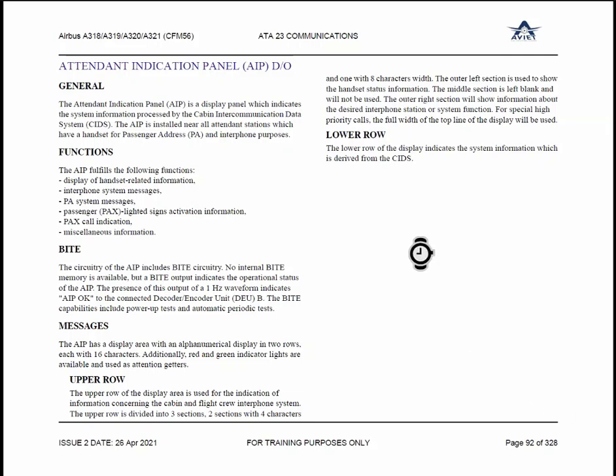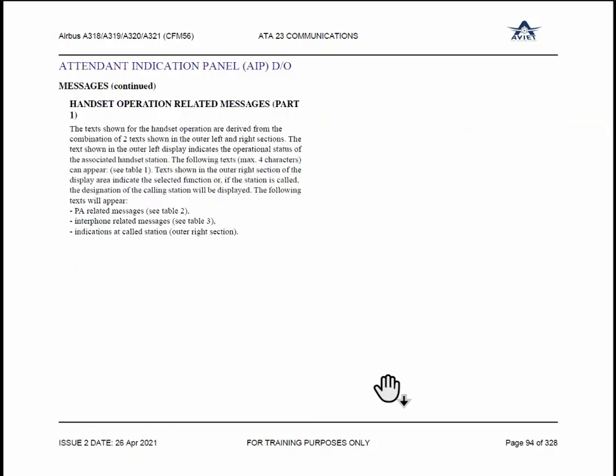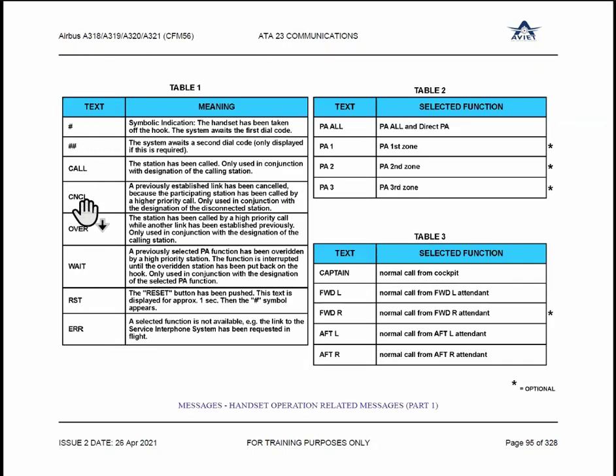Now, what kind of message will you see on this? You will see kinds of text and symbols here. I'm not keen to teach you all these things because you are not going to be cabin crew. If you are going to change your job, then it is good for you to know. Otherwise, not required. But you can understand certain things: RST is reset, ERR is error, CNCL is cancel. A previously established link has been cancelled because the participating station has been called by a higher priority call.